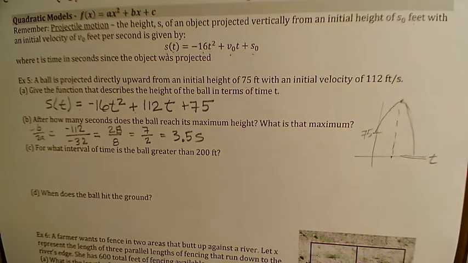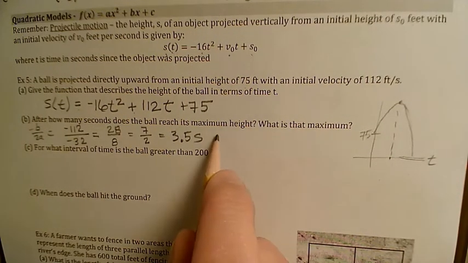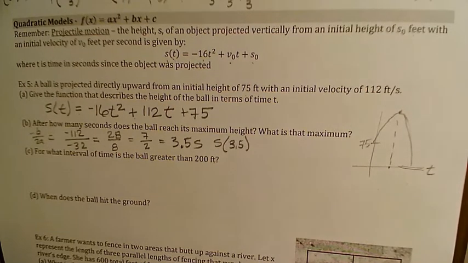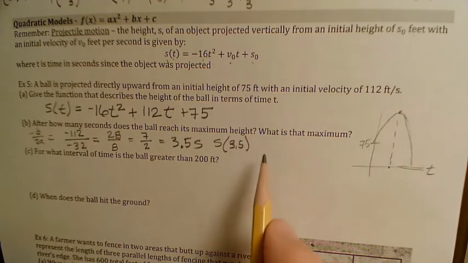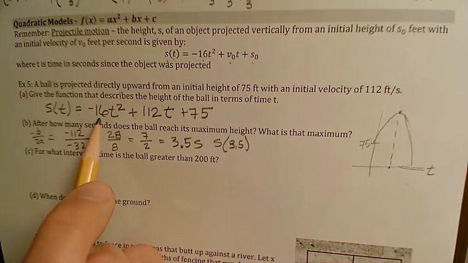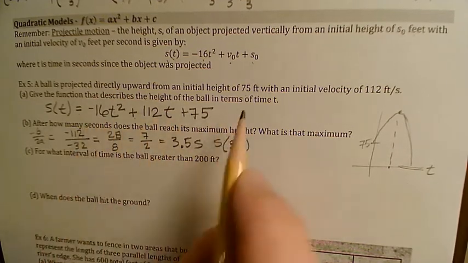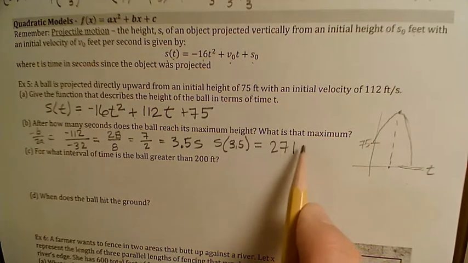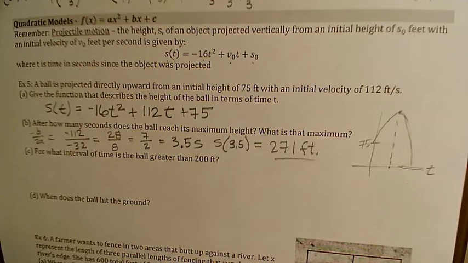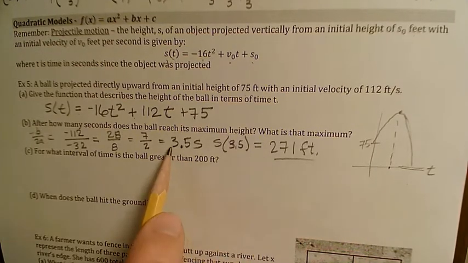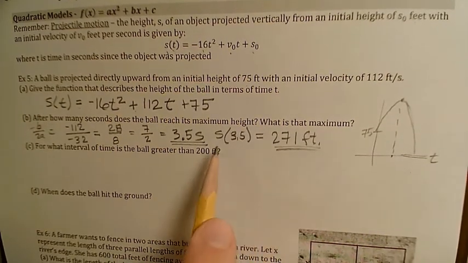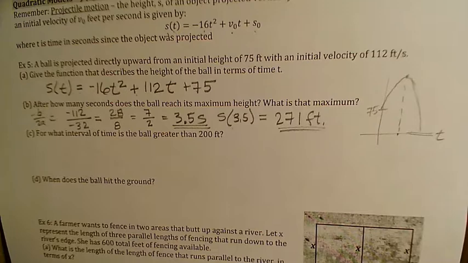Okay? And then what is that maximum height? Well, that's just s of 3.5. So when we plug 3.5 into this function, this will give us the height. If you take 3.5 and plug it in for t, that function ends up telling us that the height is 271 feet. Okay, so that is the height. They asked two things: when does it reach its maximum height, and then what is that maximum height? So we just simply plug that into the function.